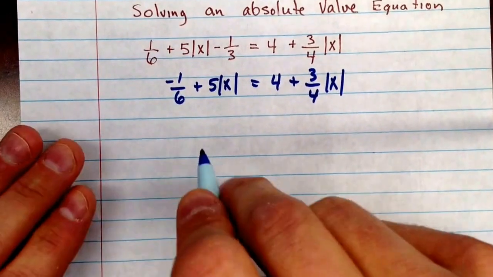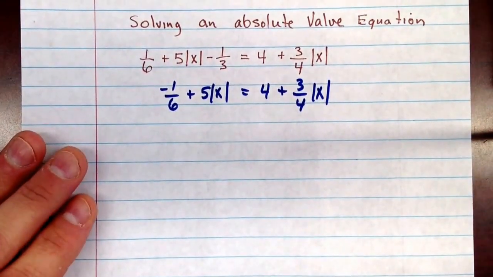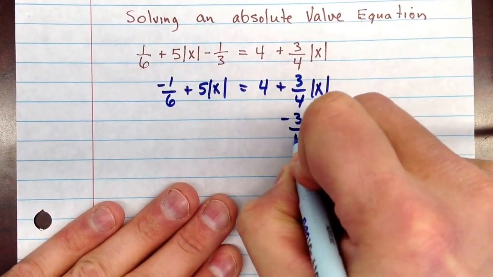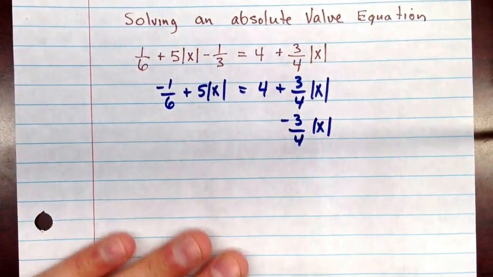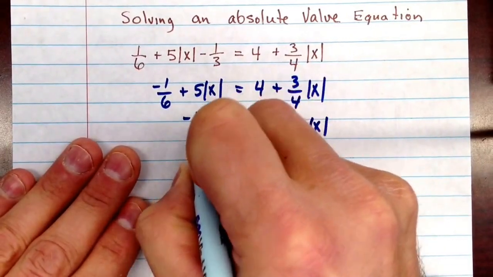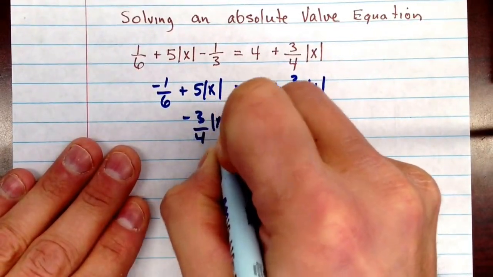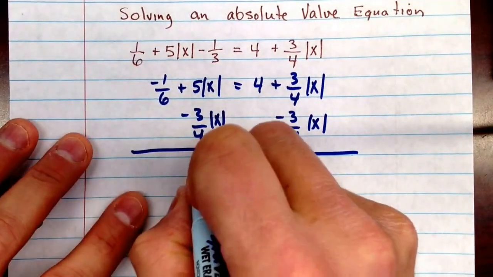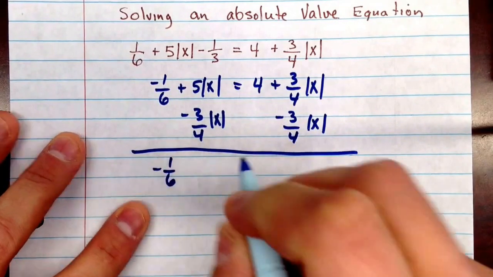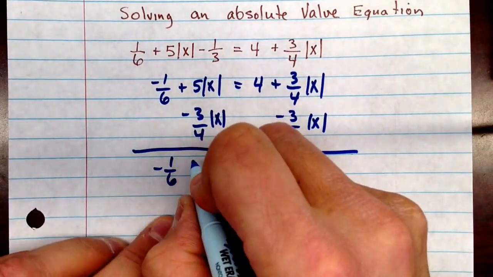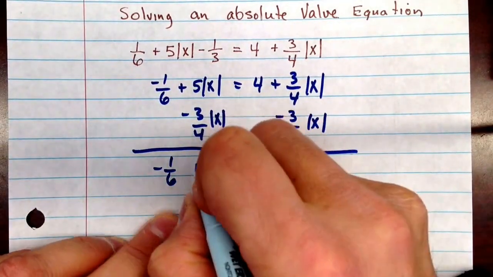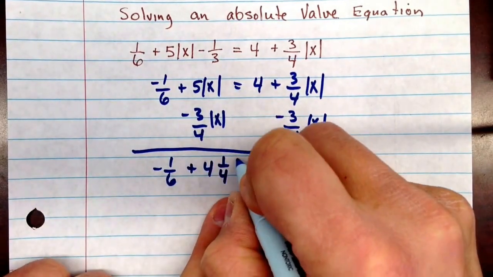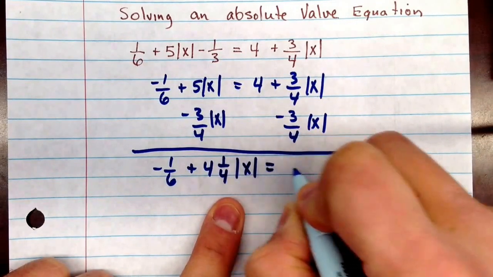Next up, we can start working with both sides here. Why don't we subtract 3/4 times the absolute value of x on both sides to keep the x term positive. Subtract that from here. That gives us negative 1/6 minus 3/4 plus 5 times the absolute value of x equals 4.